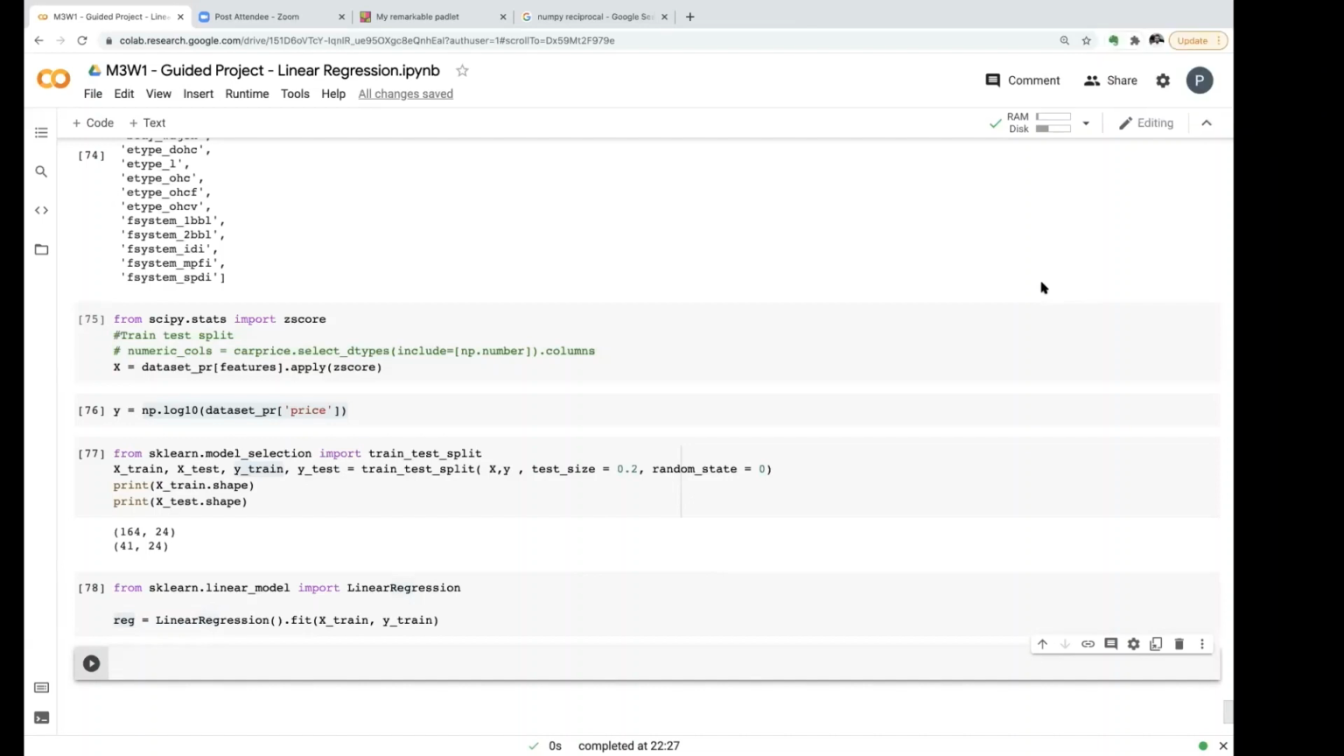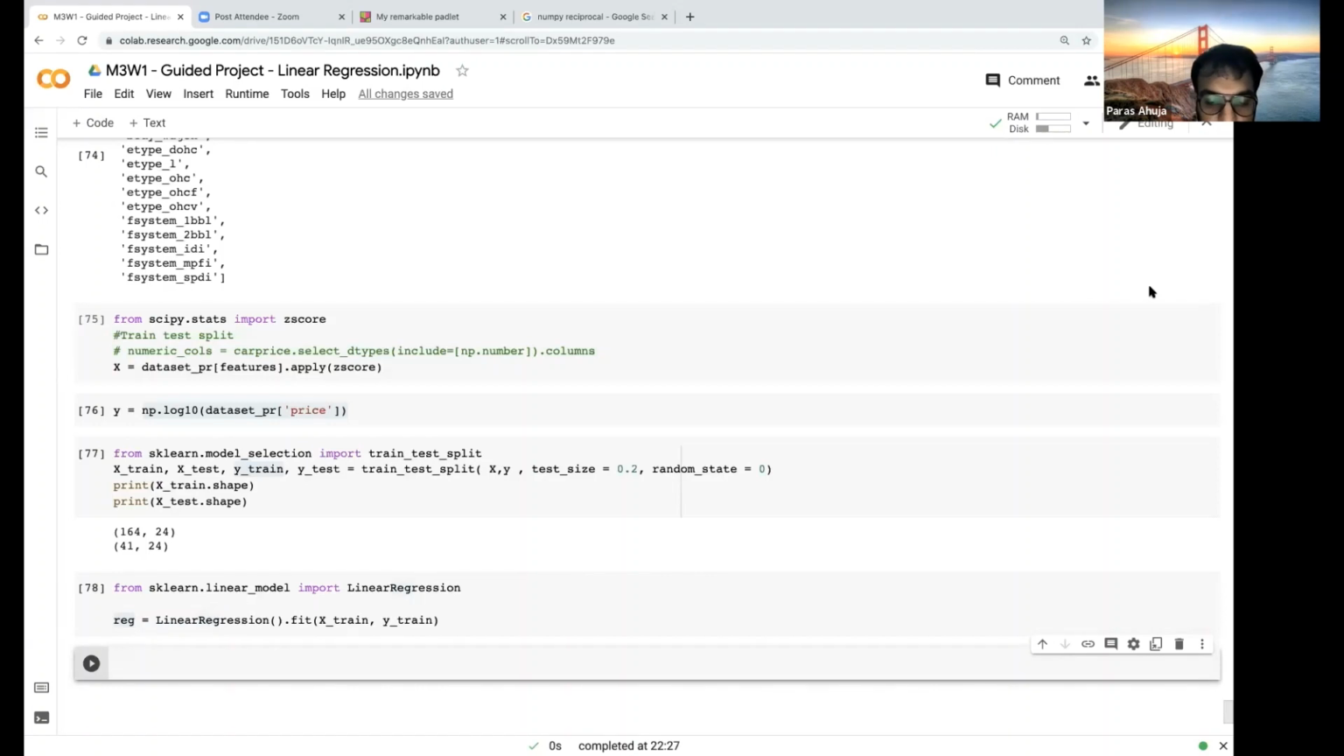Where do you share the code? Sorry, how do you share the code? It will be there in the portal itself. Sorry, this is wrong. Ignore that message.